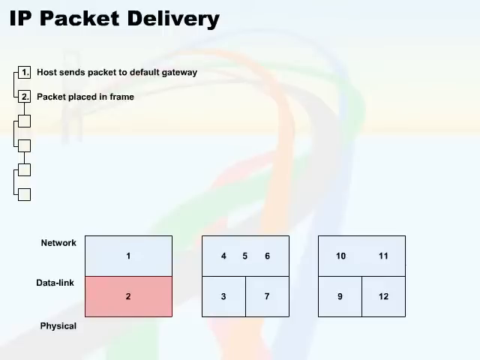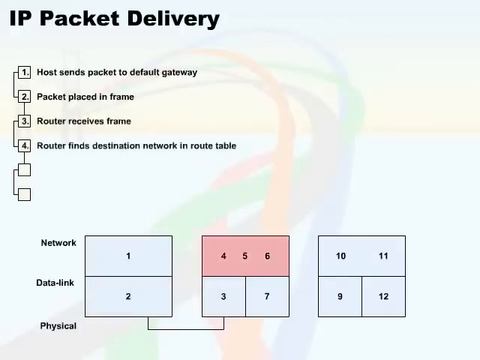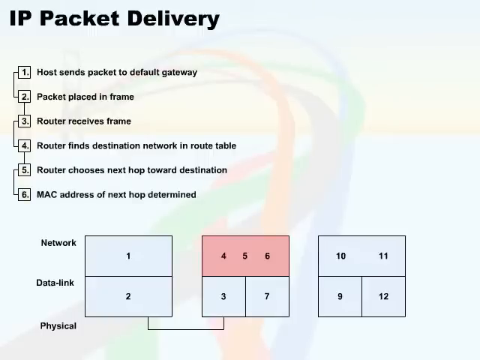The packet itself will be placed into a frame at the data link layer, and this will then be passed across the physical layer where a router in between will receive the frame. The router will use its route table to choose the next hop towards the destination. It will find the destination in the table, choose the next hop, and then identify what the MAC address of the next hop is.